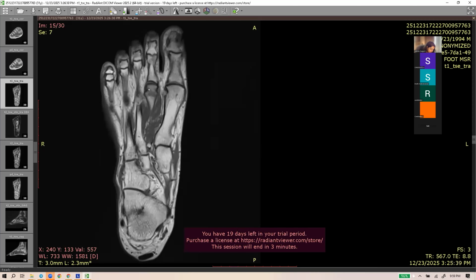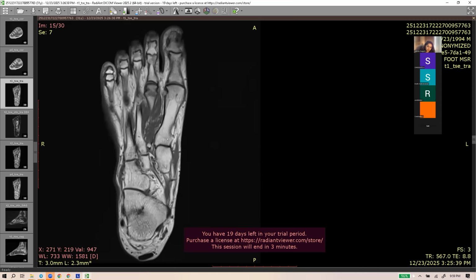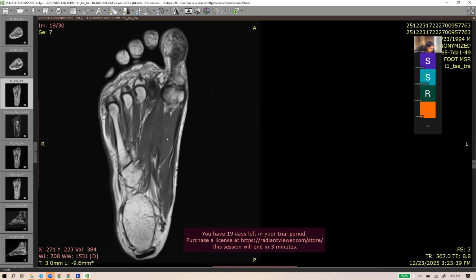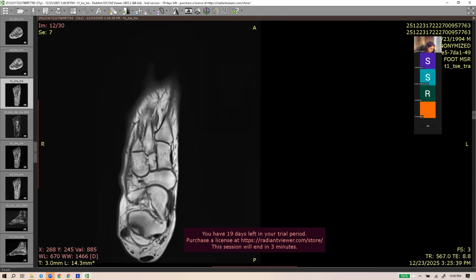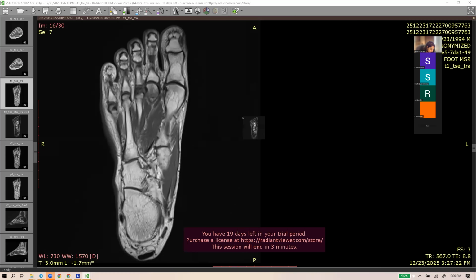When you said there's altered signal, you can just say this is hypointense on T1, and it is at a site common for stress fracture. So I'm concerned for a stress fracture. I don't see any step, no Lisfranc injuries. So what I'll do is check with a fluid sensitive sequence.